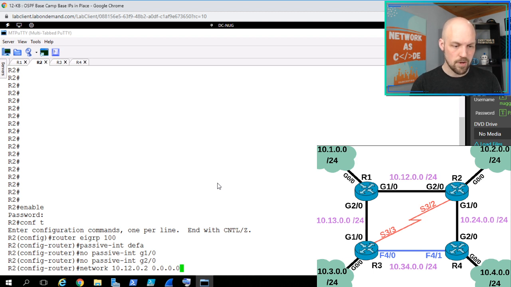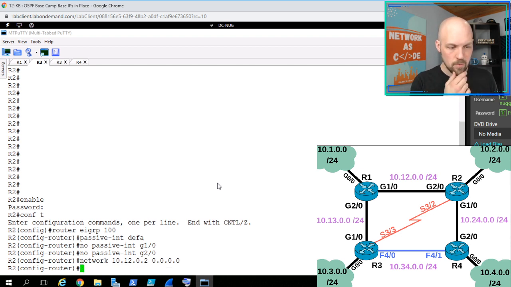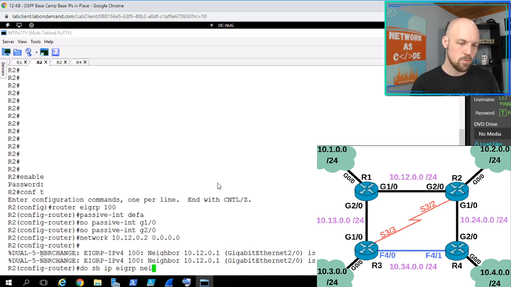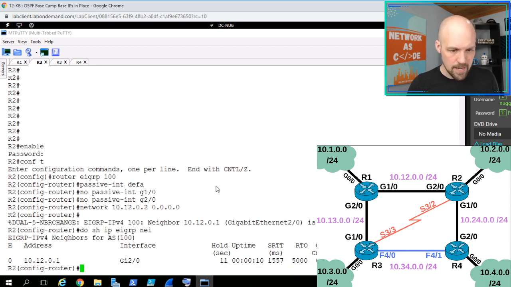So a reminder that the IP address belonging to the router will always be its router ID. So every link on router two will end with .2 too. I'll try to keep it intuitive. So that 10.12.0.0 that we see at the top, .2 for router 2, we'll hit enter. We should see an EIGRP neighbor come up, and we do. Very good. So we've established a neighbor. If we do a show ip eigrp neighbor, we'll see it there in the list. And life is looking good.